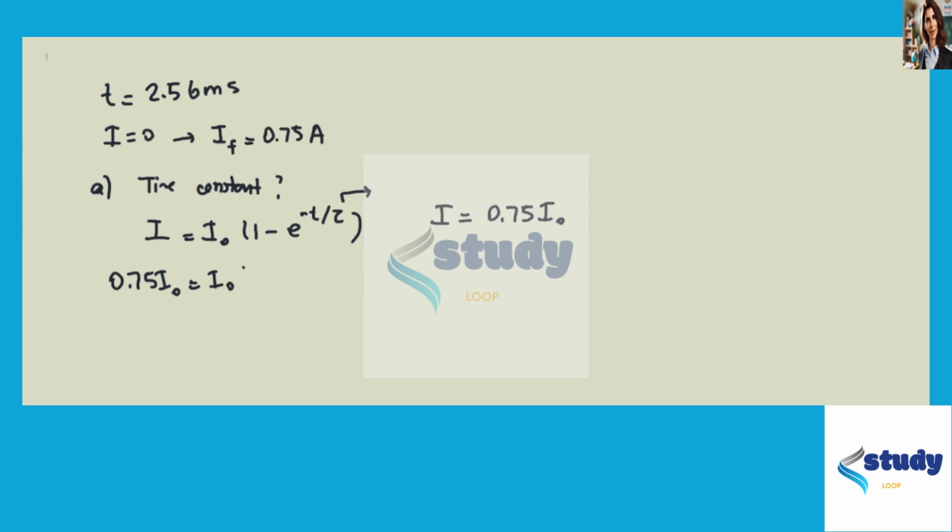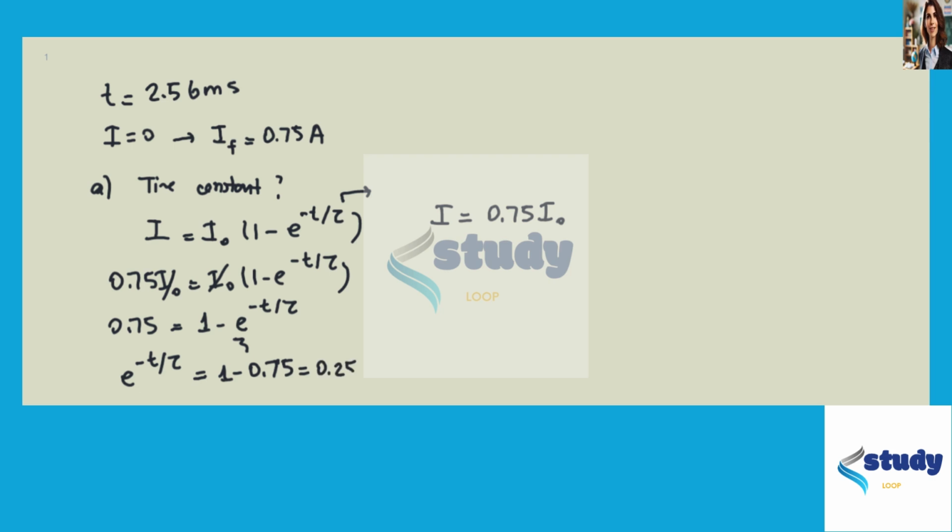So then I naught times 1 minus e to the power negative t over tau. So these are going to cancel. And then we have 0.75 equals 1 minus e to the power of negative t over tau. So let's take this term to the other side. So e to the negative t over tau is going to be equal to 1 minus 0.75, which is 0.25.